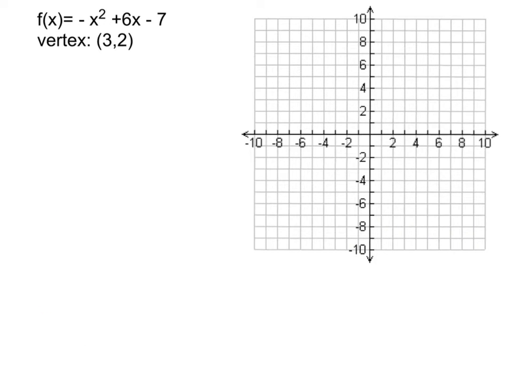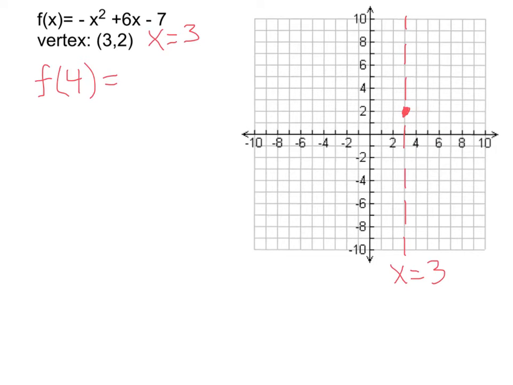The first pieces of information that need to go on my graph are my vertex and my axis of symmetry. My vertex is at 3, 2, that's the value that we just calculated, and our axis of symmetry is going to cut through the vertex. That's going to be a vertical line at x equals 3. I'm going to need to calculate a couple more points to make a complete graph. So I'm going to plug in a few more values into my equation.